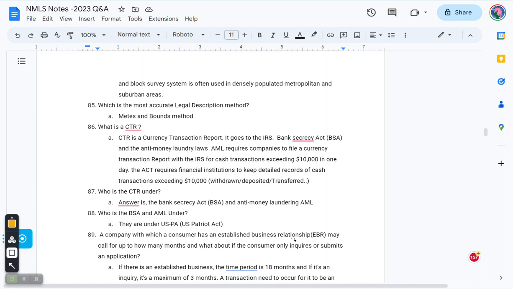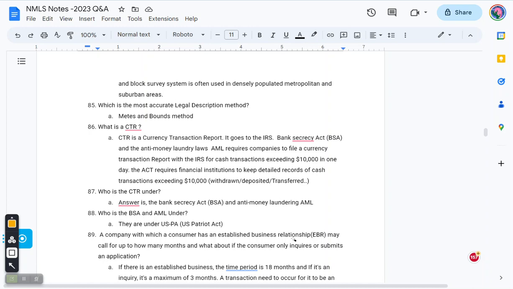What is a CTR? CTR is a currency transaction report. It goes to the IRS. The Bank Secrecy Act or BSA and the Anti-Money Laundering Laws or AML require companies to file a currency transaction report with the IRS for cash transactions exceeding $10,000 in one day. The Act requires financial institutions to keep detailed records of cash transactions exceeding $10,000. These transactions can be a withdrawal, a deposit, or a transfer.